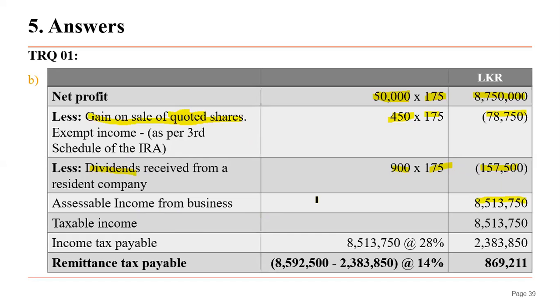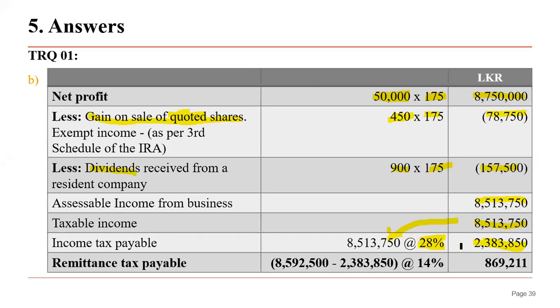They haven't given any other information, the qualifying payment or anything, right? So the taxable income is 8.5 again. Then you need to apply the tax rate here. The tax rate is 28%, so you will arrive at the tax liability, income tax payable, of 2.3 million.